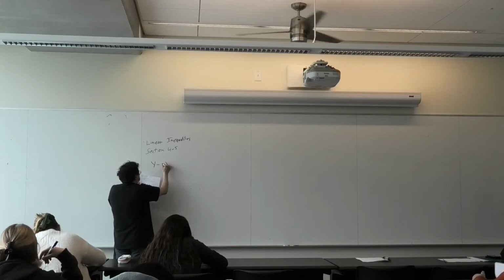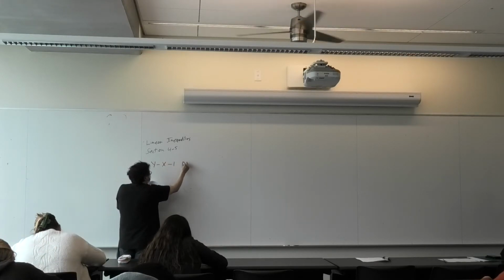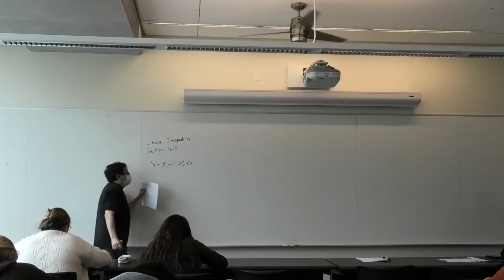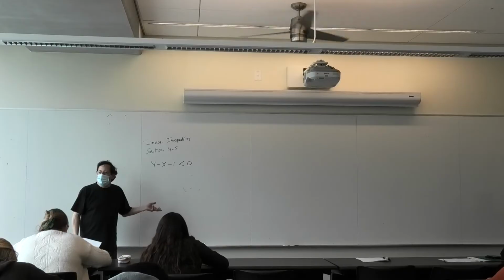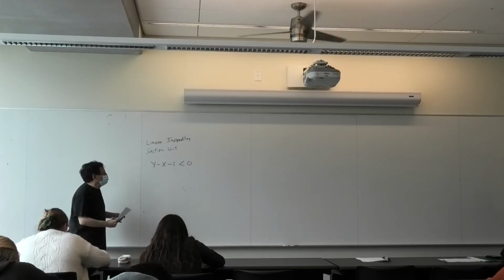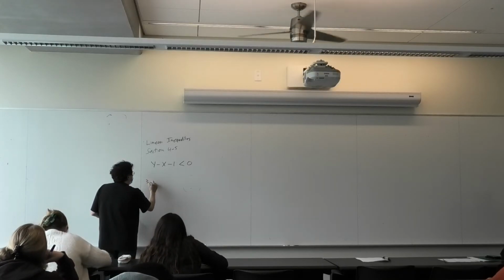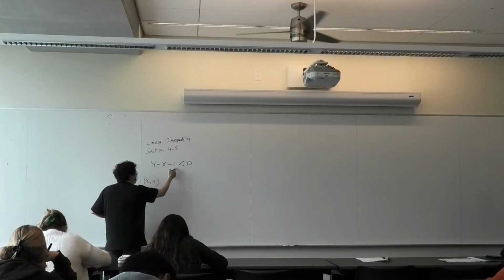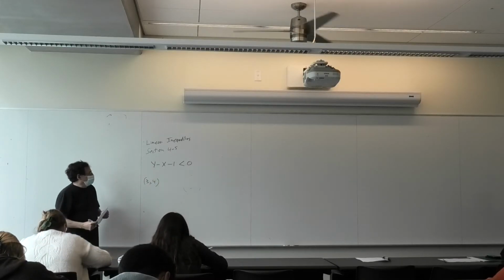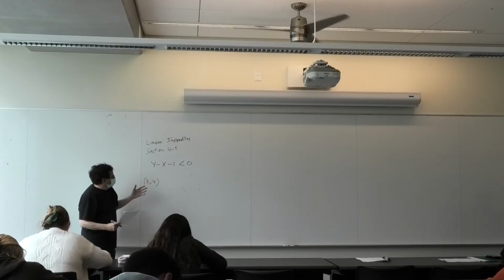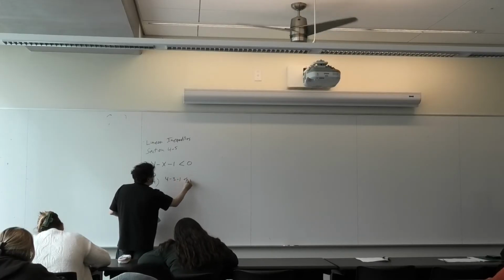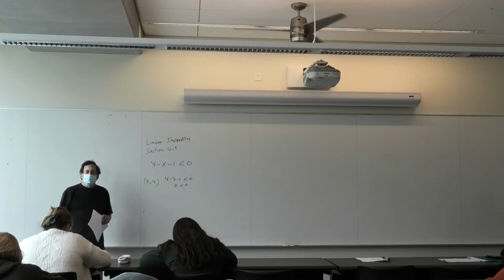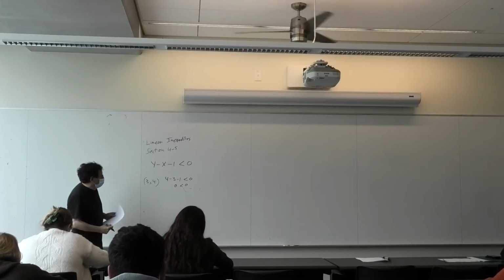Here's y minus x minus 1 is less than 0. And it's easy to evaluate, just like an equation. If I said, does this point fulfill this inequality? Well, okay, so 4 minus 3 minus 1 less than 0. Oh, that's 0 less than 0. No, it doesn't. That's pretty easy.